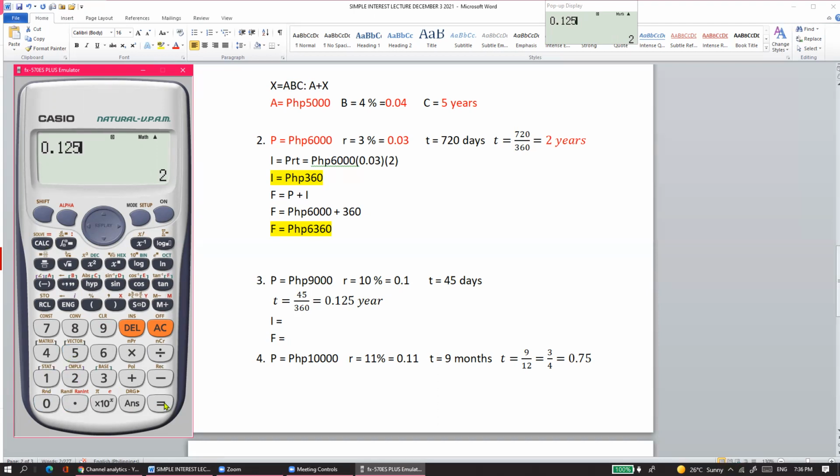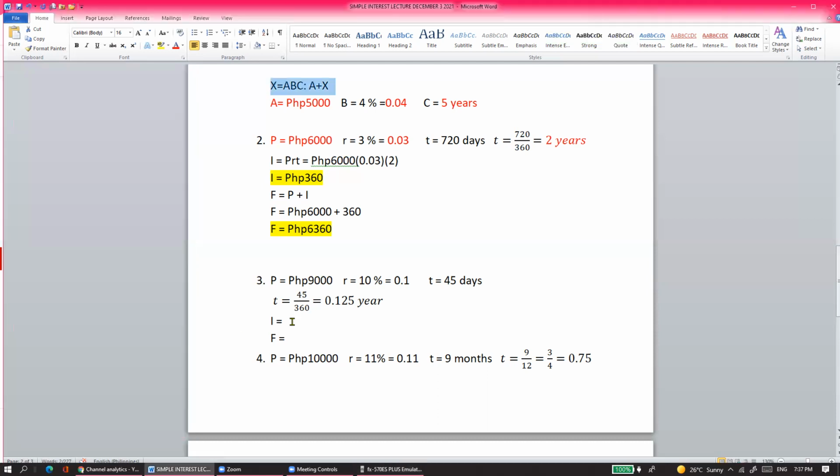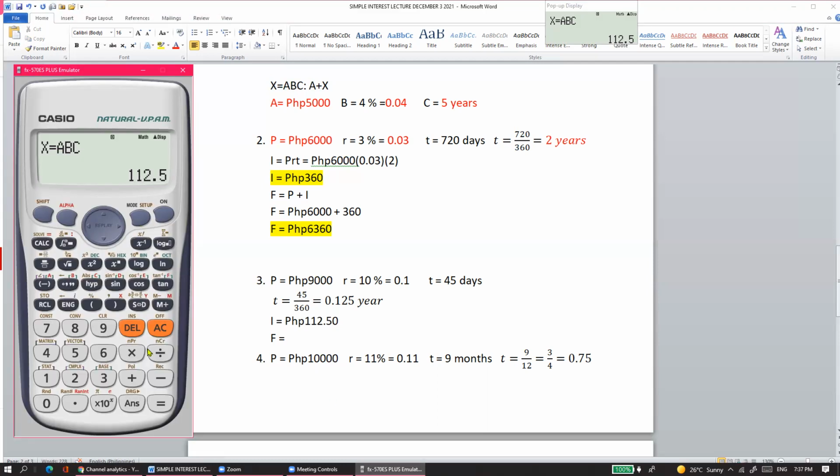So, I'll just type 0.125. Pagkapindot ko ng equal, automatic lilitaw na ang I. And that is equal to 225 over 2. I'll press SD. So, ang sagot dito, 112.50 pesos. So, I'll type PHP 112.50. Ibalik ko yung calculator. I-press ko uli ang equal. Automatic, press ko ang SD kapag nag-fraction.